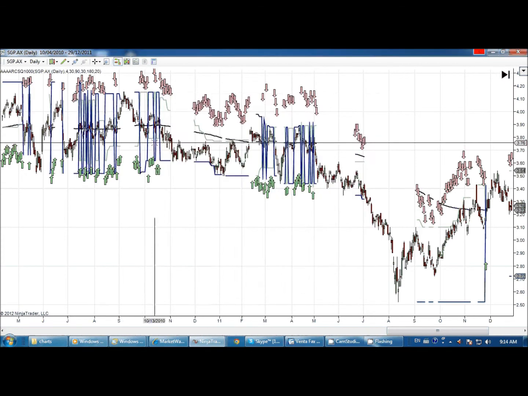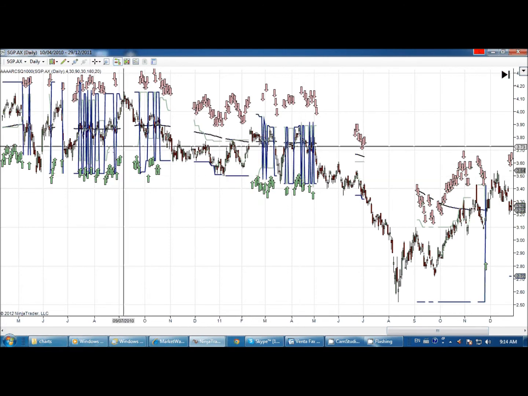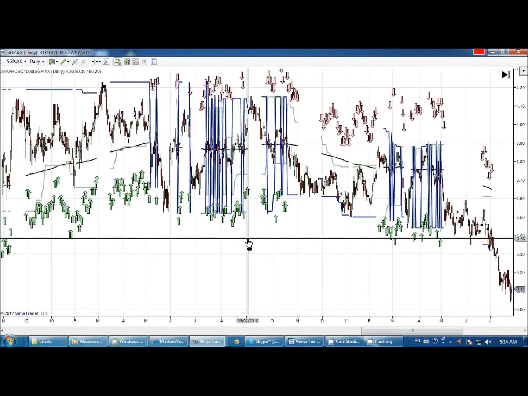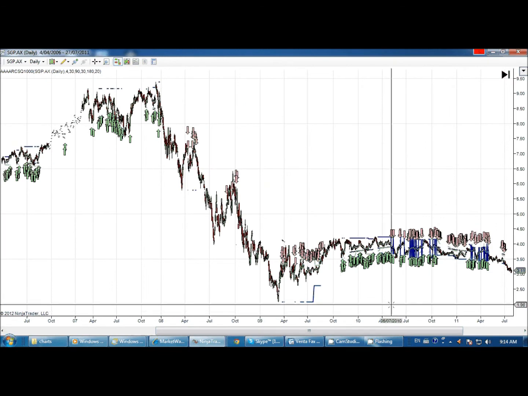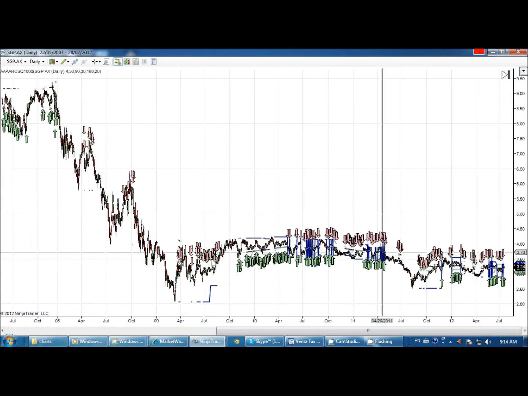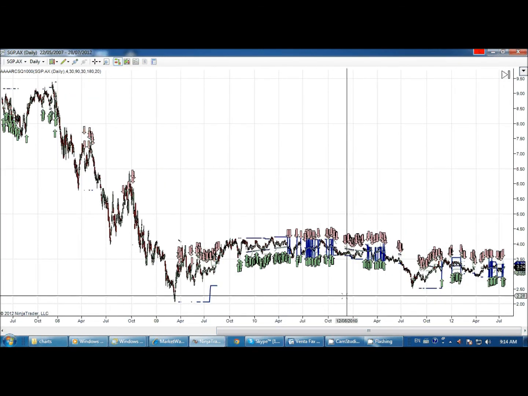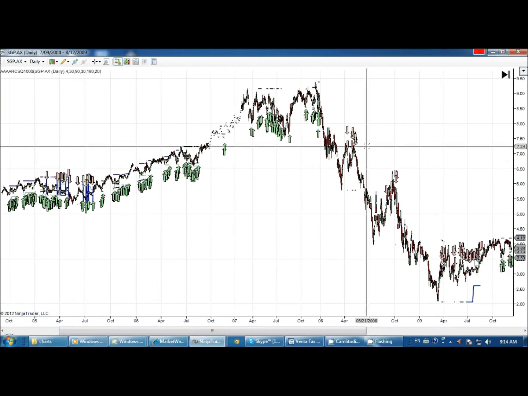Now we've got a lot of arrows both ways, and we've got all this blue stuff. This is not a good trend trading stock. Basically, in this zone here, it's just telling you to stay away from it. Here was some good ones.